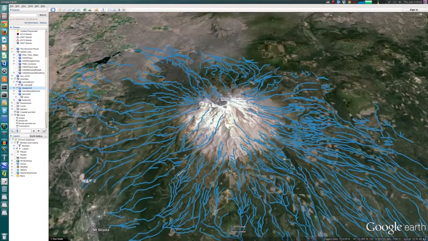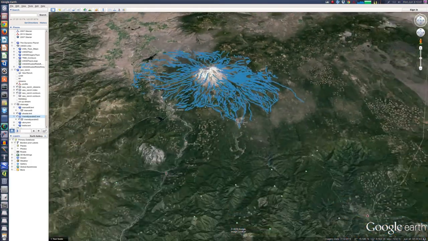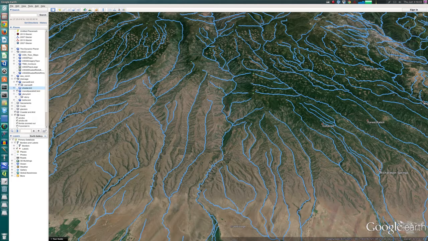Next is Radial Drainage, caused by a central peak. There's high ground in the center and low ground all around it. Next is Parallel Drainage. This is caused by steep slopes along a ridgeline, in this case, the Sierra Nevada mountains.